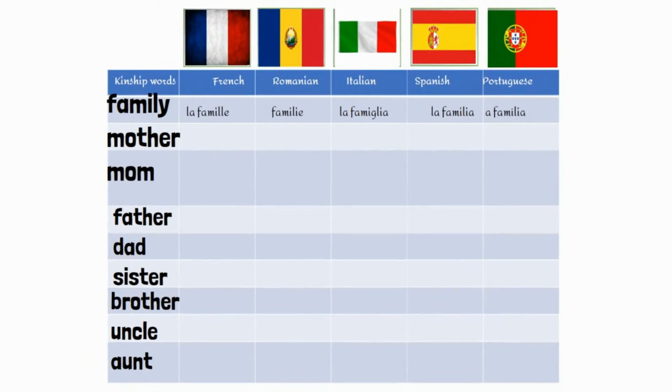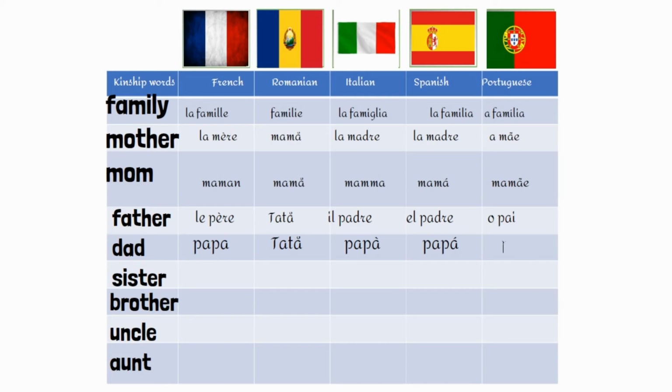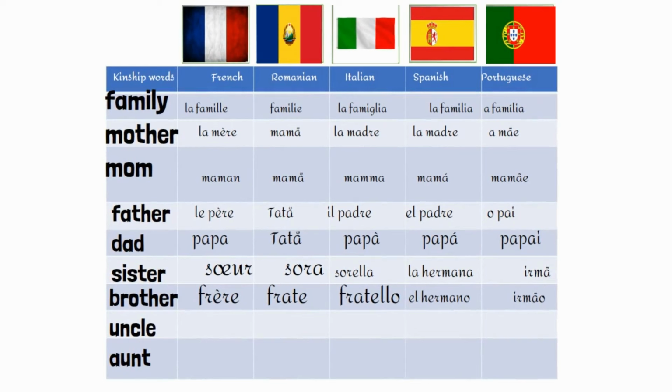Famille. Familie. Famiglia. Famiglia. Familia. Mère. Mama. Madre. Madre. Mãe. Mamma. Mama. Mamma. Mamma. Mãe. Père. Tata. Padre. Padre. Pai. Papa. Tata. Papà. Papà. Pai. Sœur. Sora. Sorella. Hermana. Irmão. Frère. Frate. Fratello. Hermano. Irmão. Oncle. Unchiul. Zio. Tío. Tio. Tante. Mătușa. Zia. Tía. Tia.